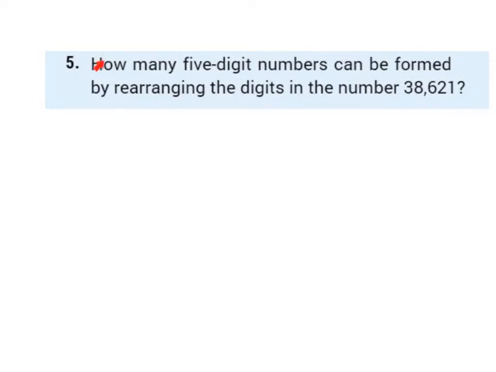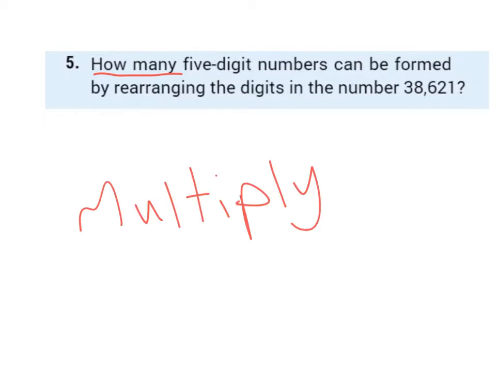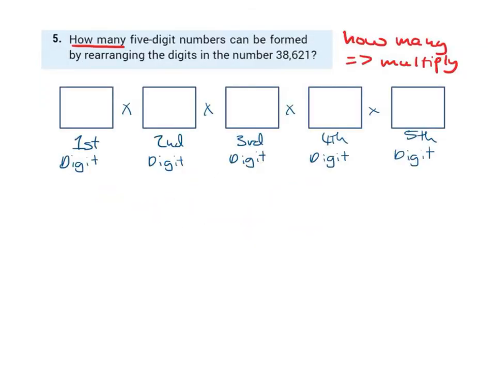Question 5. How many 5-digit numbers can be formed by rearranging the digits in the number 38,621? So the key phrase here is how many. When we hear the phrase how many, we want to think multiply.